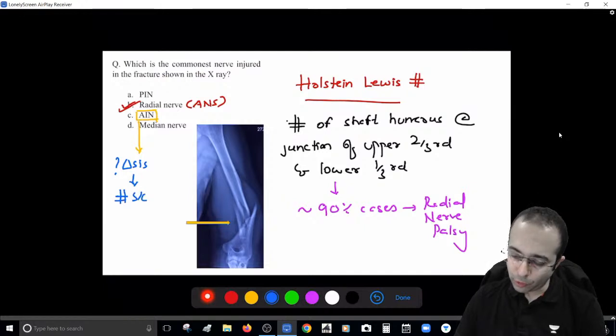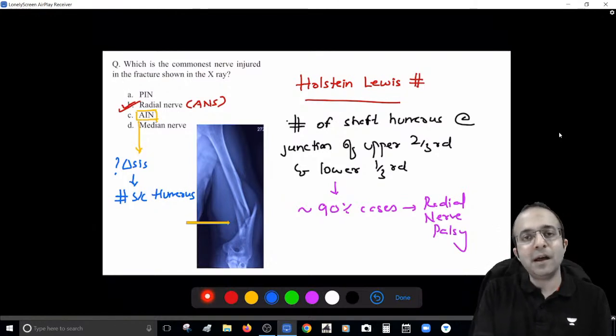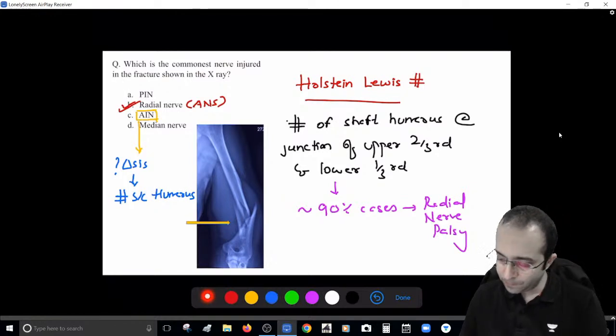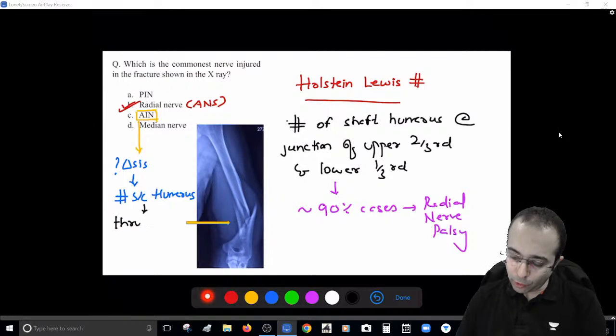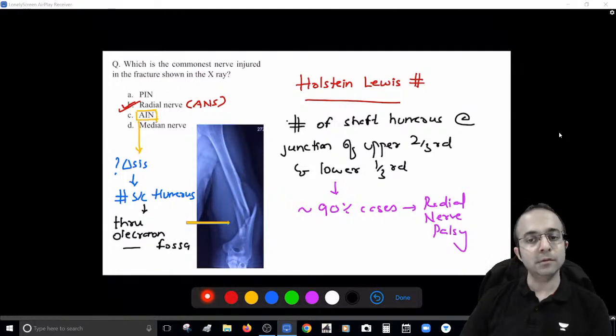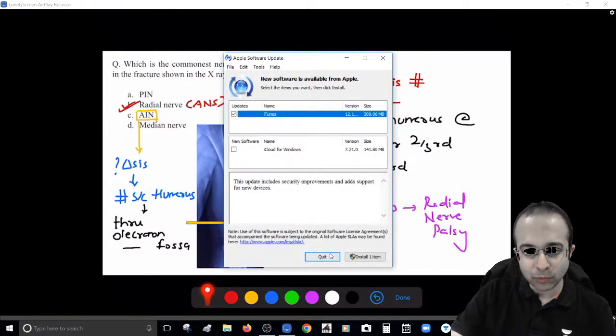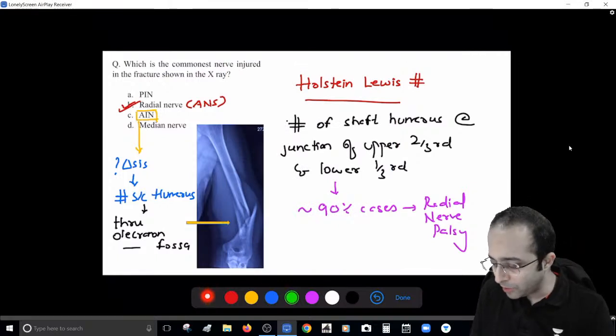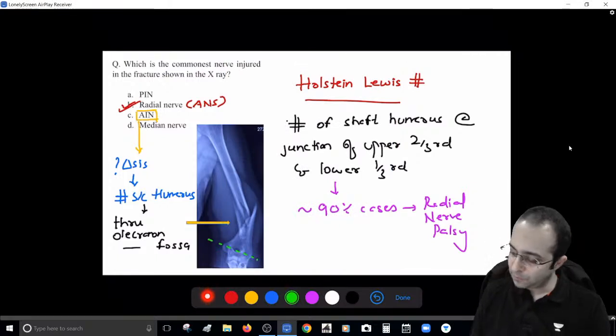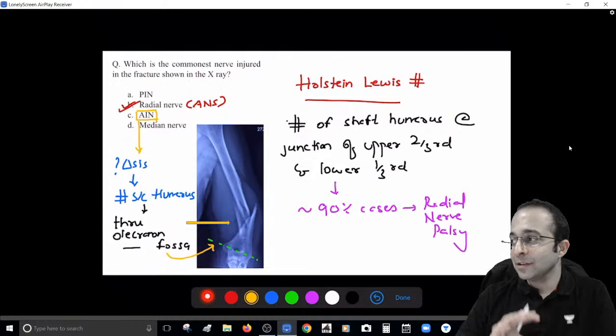See, if it is a fracture of the supracondylar humerus, AIN would be the nerve involved. But I would say that this is far away from being a supracondylar fracture of the humerus, and I would give you my reason why. In a supracondylar fracture of the humerus, you would find the fracture line traveling through the olecranon fossa. I hope you can all see this fossa here, pretty much visible to you. Had the fracture line been traveling through this fossa like this, this is where you would have said this is a supracondylar fracture. So clear, dear?